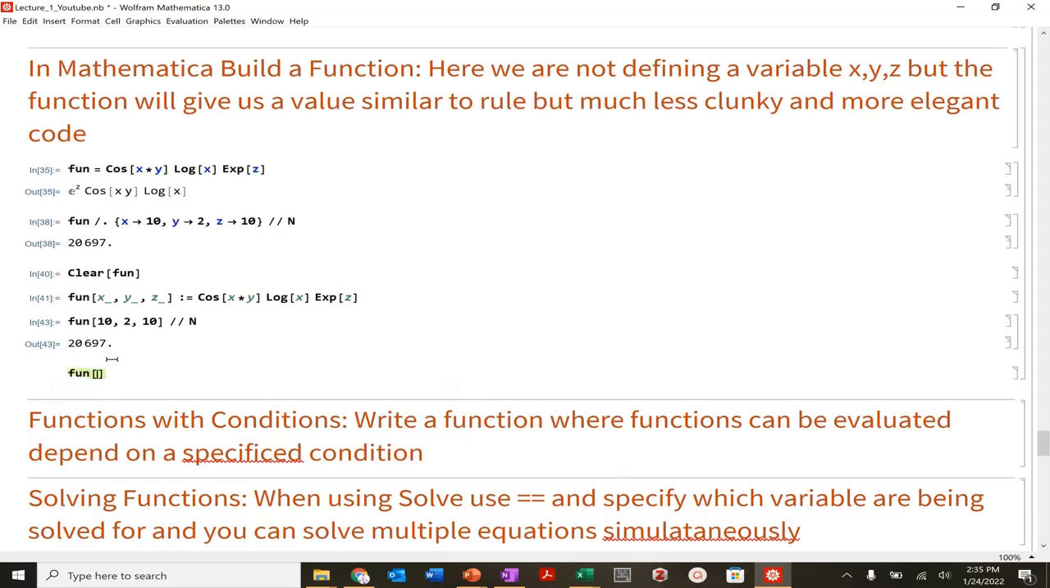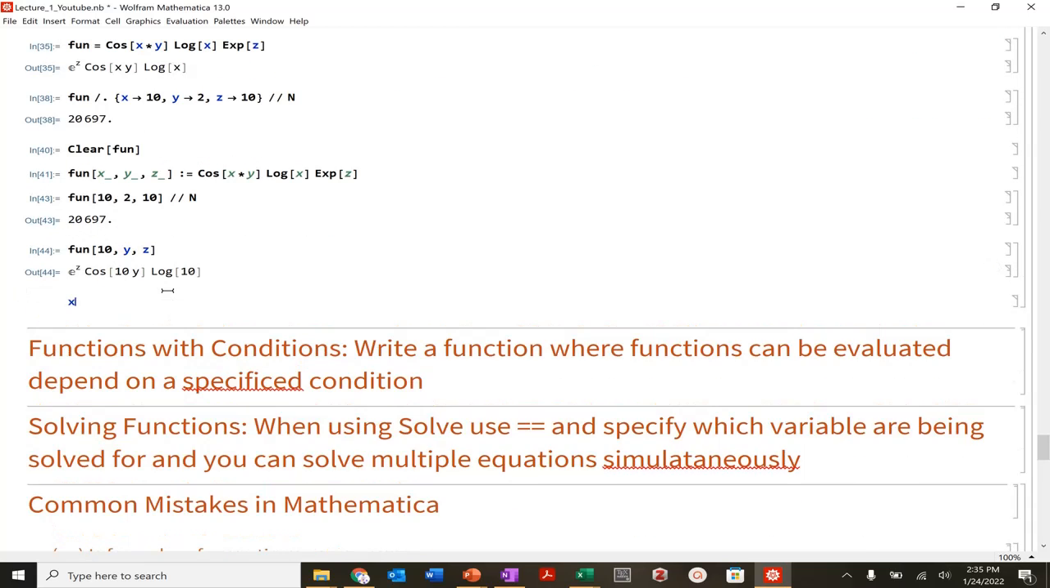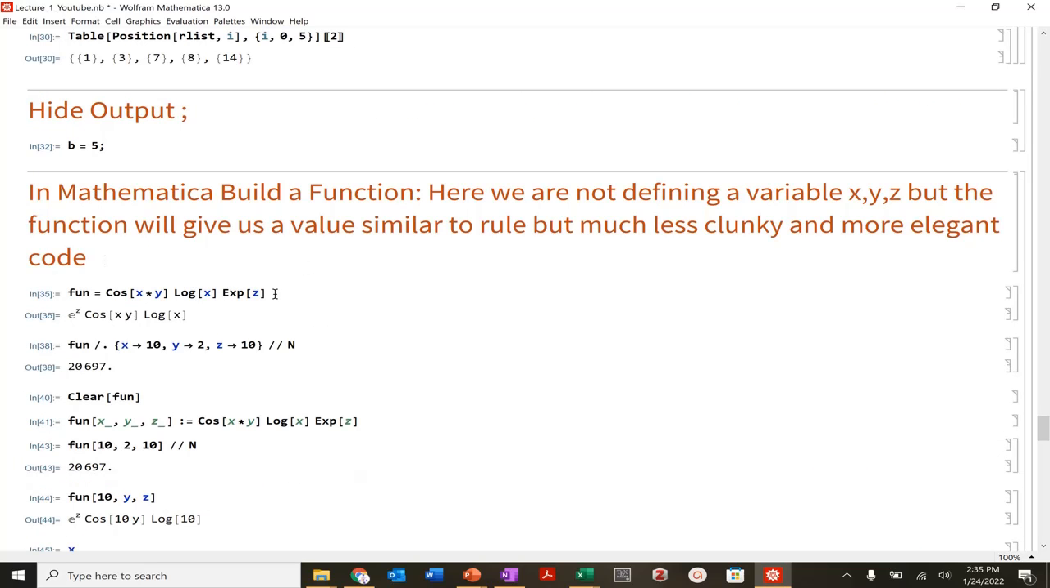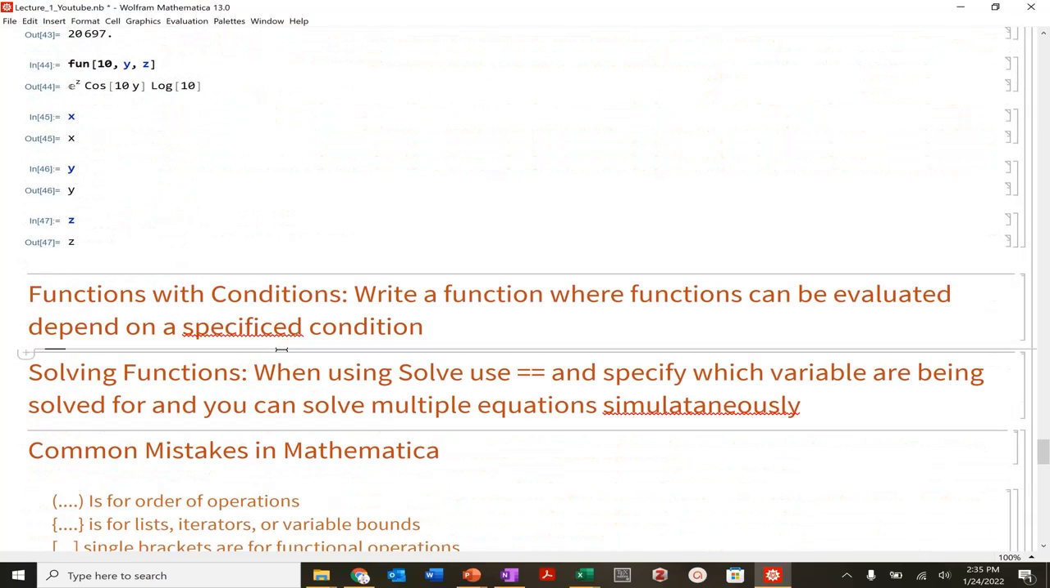You could do it with fun of 10 of y and z, and just keep it in that format as well. And you'll see that your x, y, and z, again, they're not defined. So that's the key and the really nice little tool that you have there. So we can go ahead and define functions in that way. All right, that's excellent.